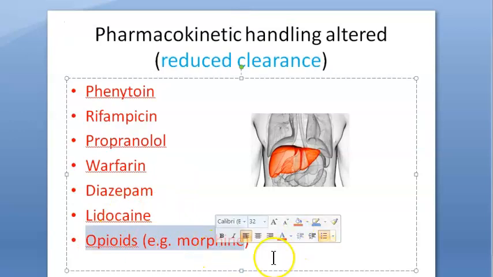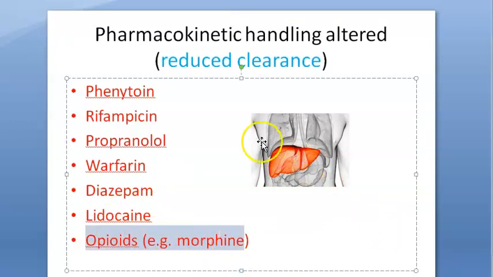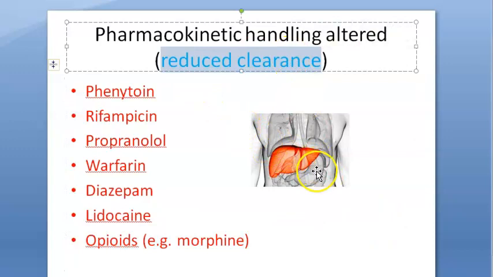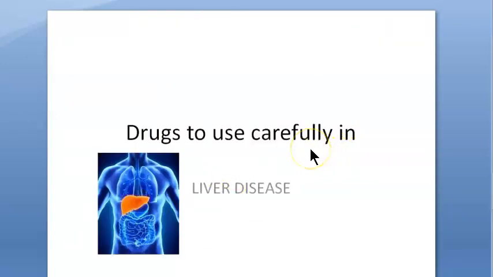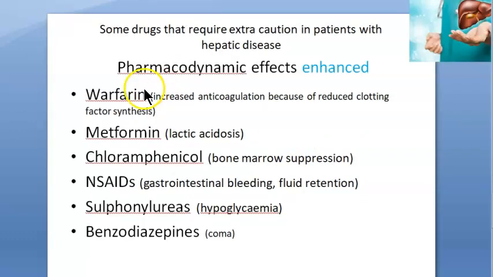Opioids, for example morphine, that is to reduce pain, right? If you're giving, you may need less because it has reduced clearance. It will be there longer in the body. You understood? Because the liver is not working well. So you have looked at the drugs that have to be used carefully in liver disease. You understood, right? So let me revise these drugs.